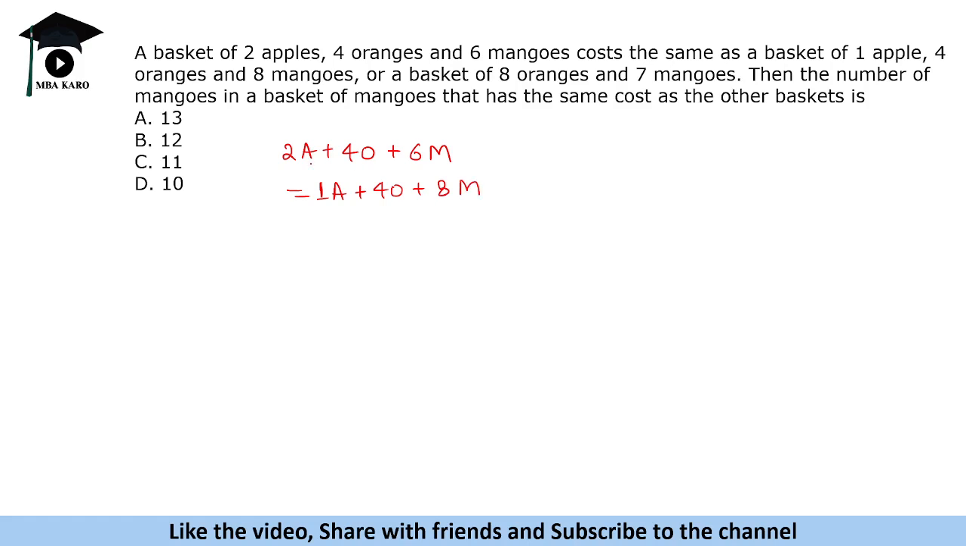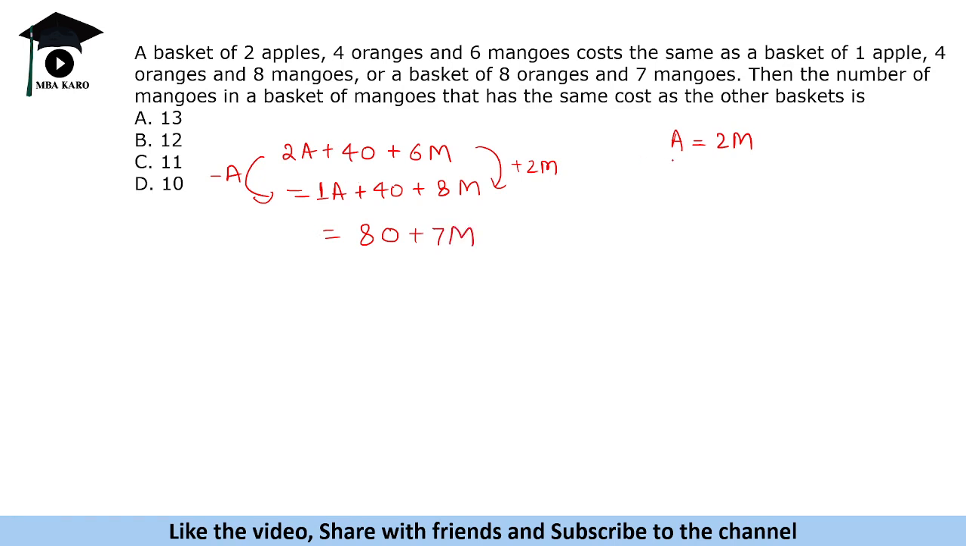Now what we see is we are reducing 1 apple, and the price is the same. We have reduced 1 apple and we have increased 2 mangoes. The price remains the same. So that means 1 apple is equal to 2 mangoes. Now this price is the same as 8 oranges plus 7 mangoes. So this price is the same.